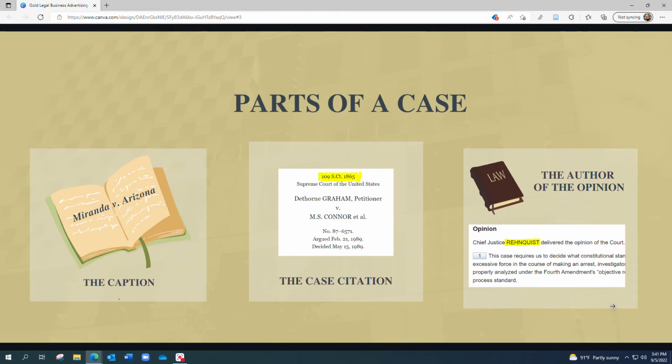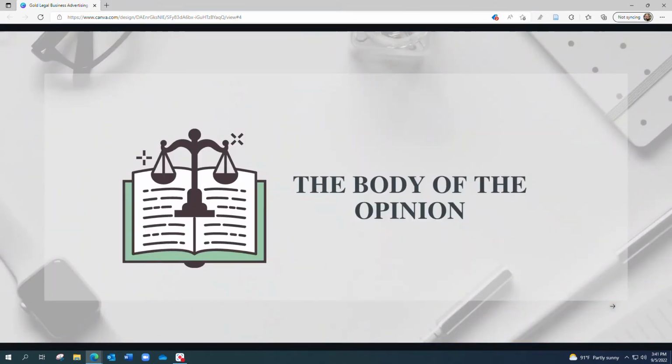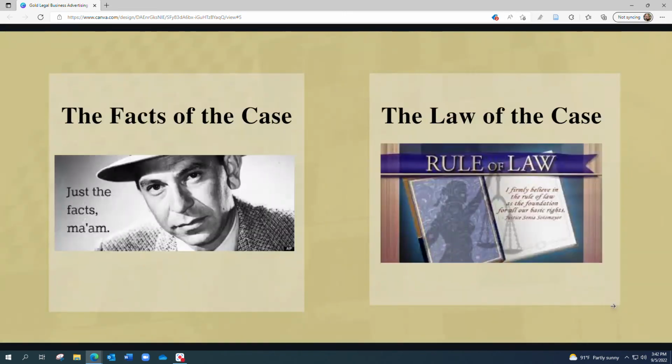Third, the author of the opinion. The next bit of information is the name of the judge who authored the opinion. In most cases, the opinion will simply state a last name followed by the initial J. In other cases, the judge's title is spelled out in more detail, as in this example, where we can see that this case was decided by Chief Justice Rehnquist. Okay, so enough of the preliminary stuff. Let's get to the body of the opinion. The body of any legal opinion consists of the facts of the case and the law.